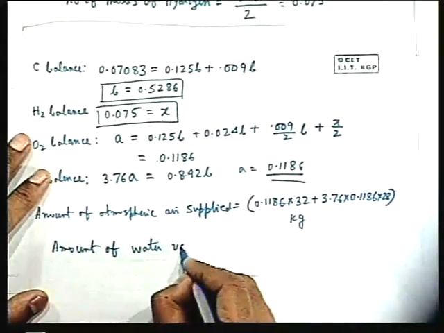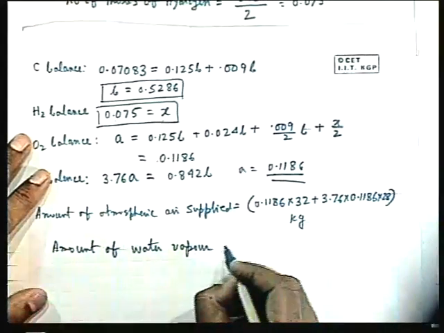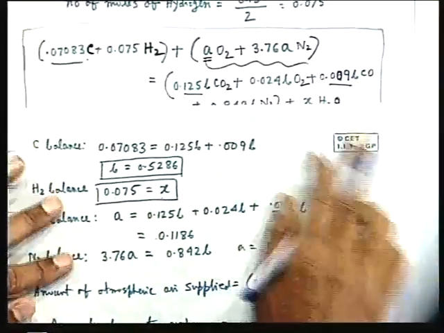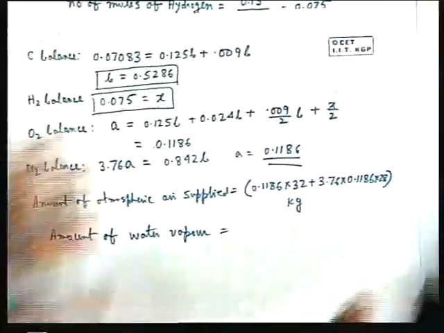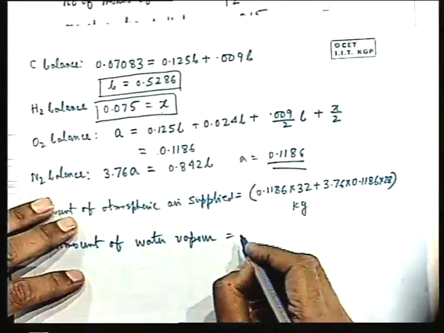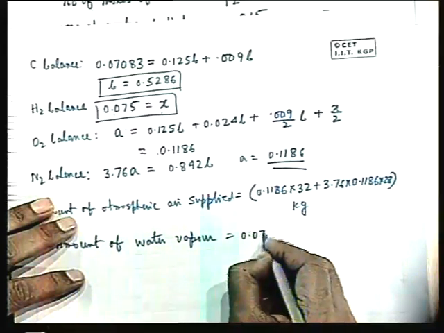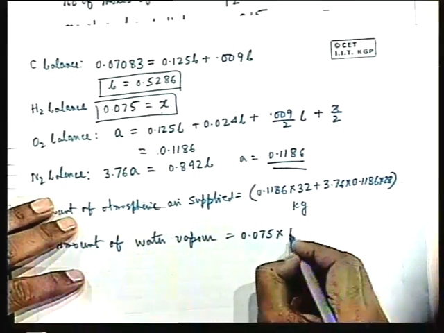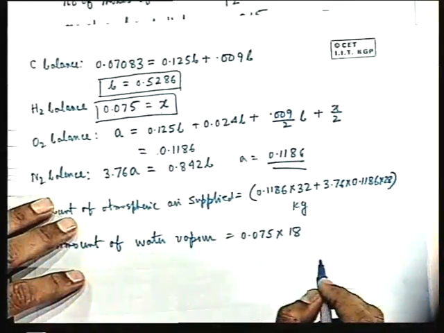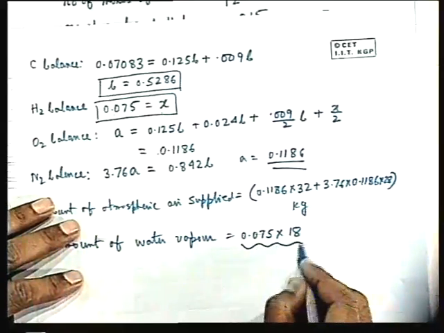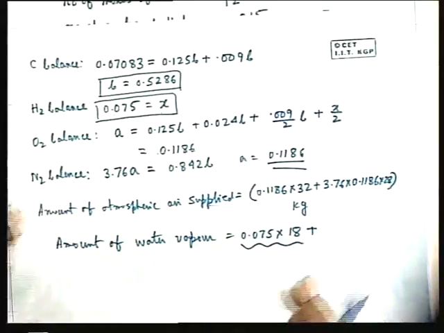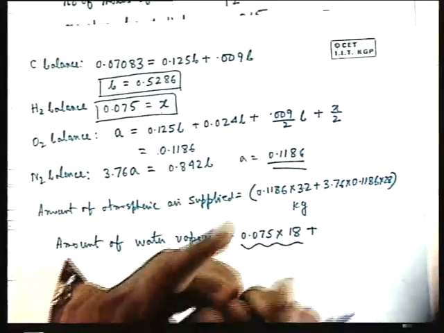Now, the amount of water vapor, how can I find out? One is X into H2O. So one can tell, sir, you have got the value of X. It is as simple as this, 0.075 into 18, the amount of vapor in the product. But this is not the total amount, plus some amount is supplied with the air. So that will be there.